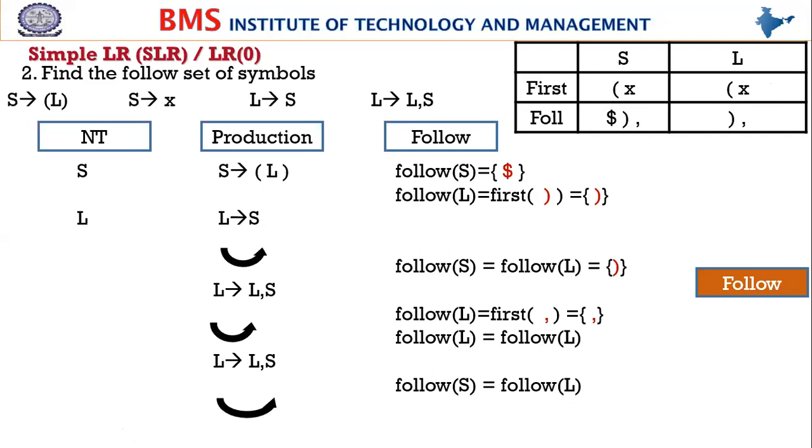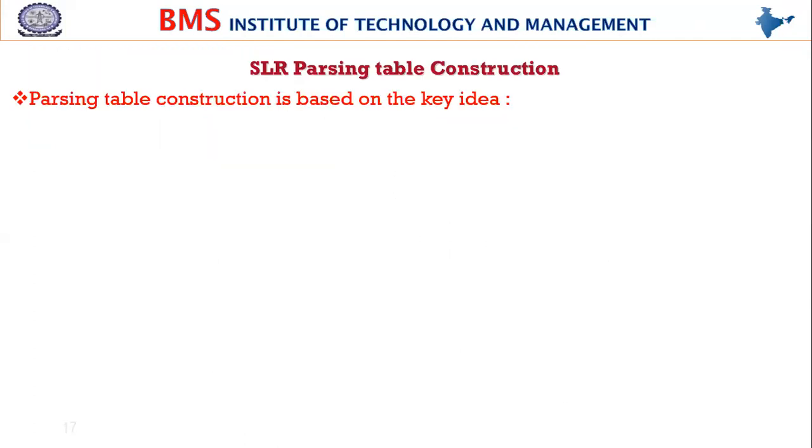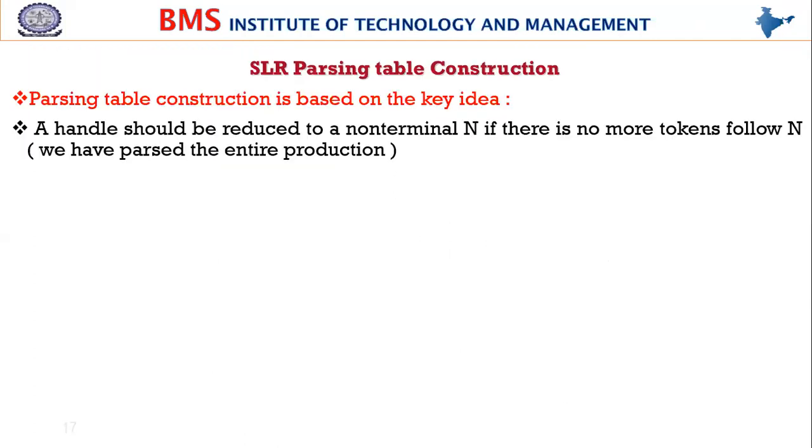So this is the second step. Step one is we should augment the start state. Second step is we should find the first and follow set of symbols. So we will get this table, and the next thing we get is the LR item set. These two together will form our parse table, and then we can go for the parsing.